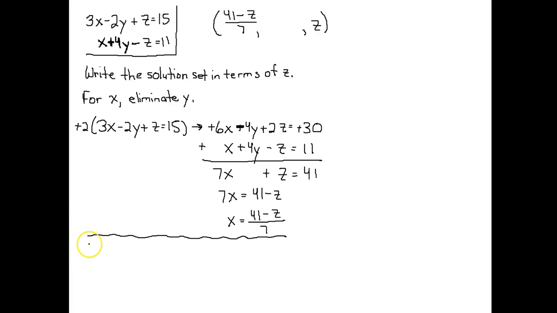All right, and then for y, eliminate x. Hopefully I don't goof up on this one. All right, so I've already got a 3 in front of that x, so I need a negative 3 in front of that x. So I'm going to take the second equation and multiply through by negative 3. So I want to eliminate x this time. And this time I've got my sign right.